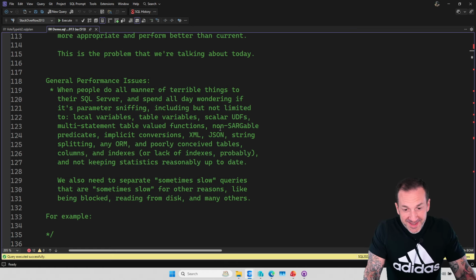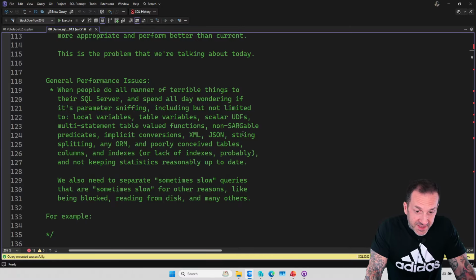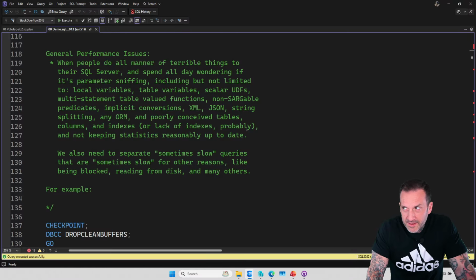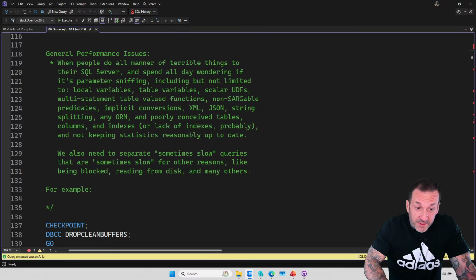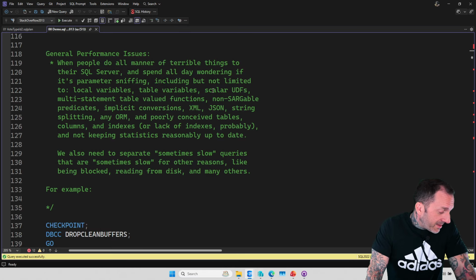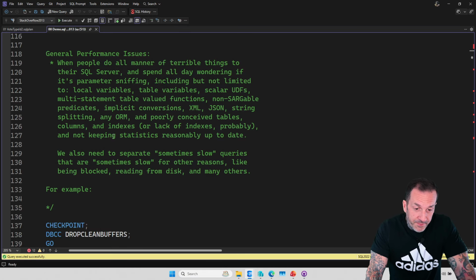The first thing we need to do is separate queries that are sometimes slow for other reasons, right? Like, say, sometimes a query gets blocked and people are like, why is this running for 10 seconds? And it's like, well, because it got blocked for 10 seconds. Right? As soon as it was unblocked, it was fast. Other times you might run into something that's slow because you don't always read data from memory. Sometimes you have to read data from disk, and sometimes that is uncomfortable.